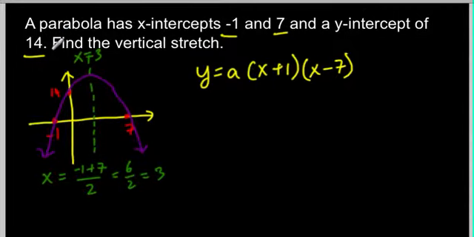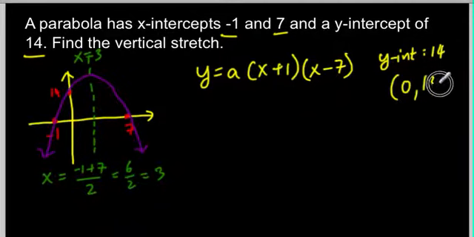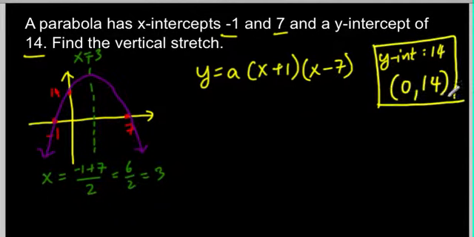Here in this case, we have the y-intercept, which is 14. If you recall, when we have a y-intercept, it just means the x value is 0. So if I write this as a coordinate, the x value is 0 and the y value must be 14. So here's the coordinate of the y-intercept. Now I'm going to plug this coordinate right into this equation, and that's going to help me find a.